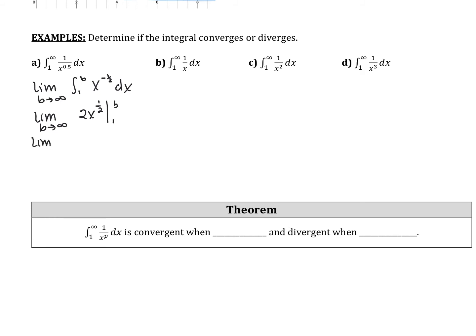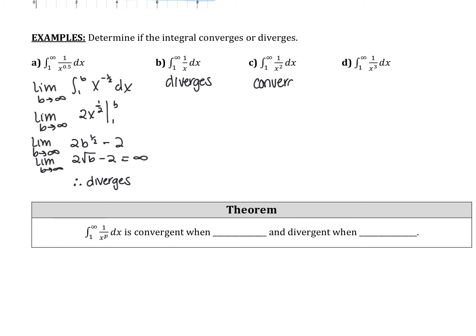So I'm taking the limit as b approaches infinity, and using the fundamental theorem of calculus, we've got 2b to the 1/2 power minus 2 times 1 to the 1/2 power, so minus 2. And if I substitute in infinity here, whether you rewrite this using square roots or not, the limit is infinity, and therefore this diverges. From above, we know this integral also diverges, and this one converges.